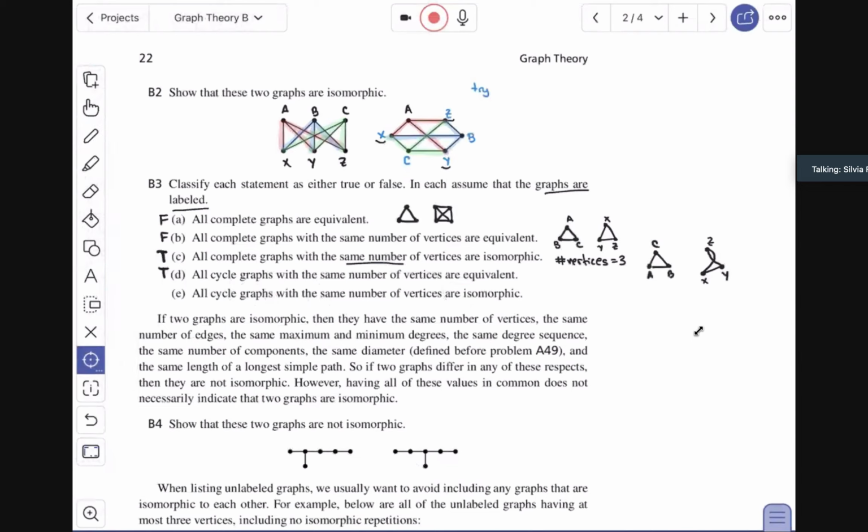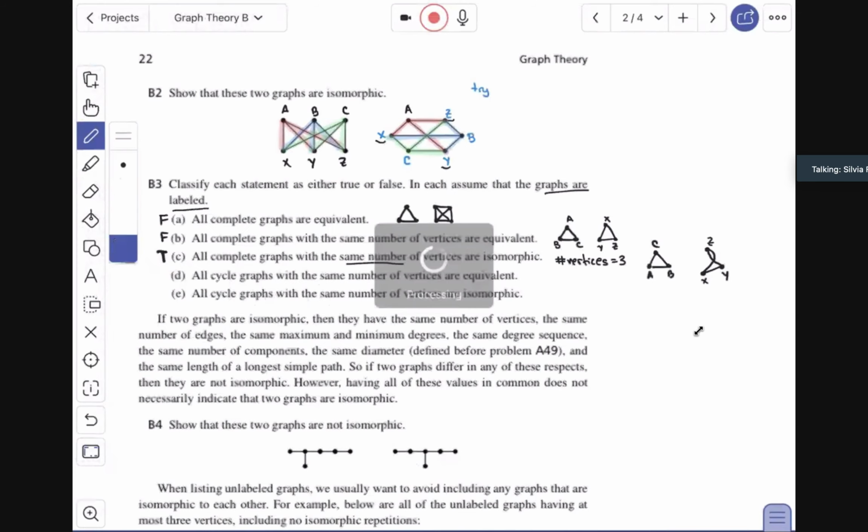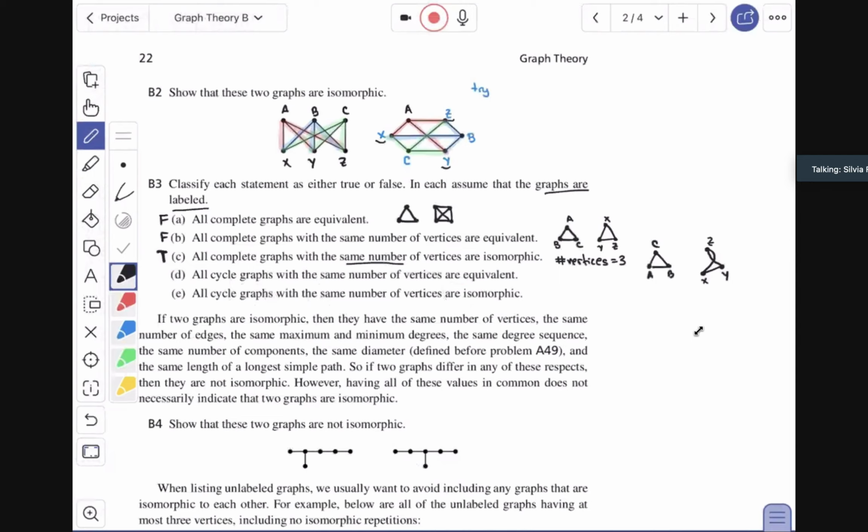Oh, sorry. I made a mistake here. So they are isomorphic, but they're not equivalent because it depends on the labels that they give us, right? So this is false. I can use the same example here. You see, this was K3, but I can do it with C3. K3 and C3 are the same thing. As labeled graphs, they can have different labels, and so they will not be equivalent. That's why this is false.